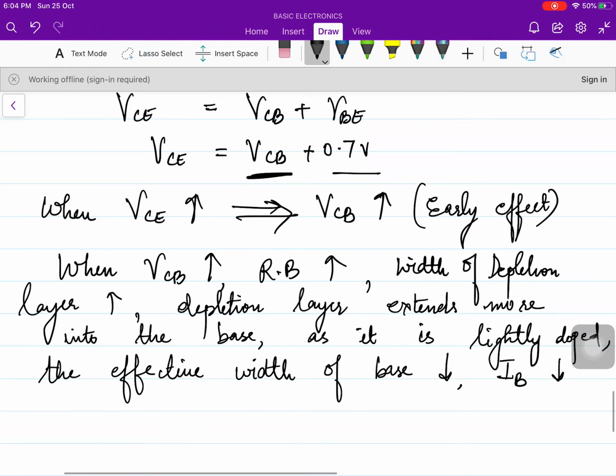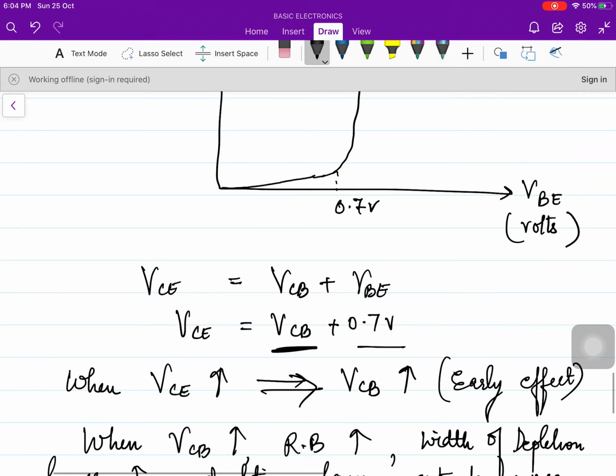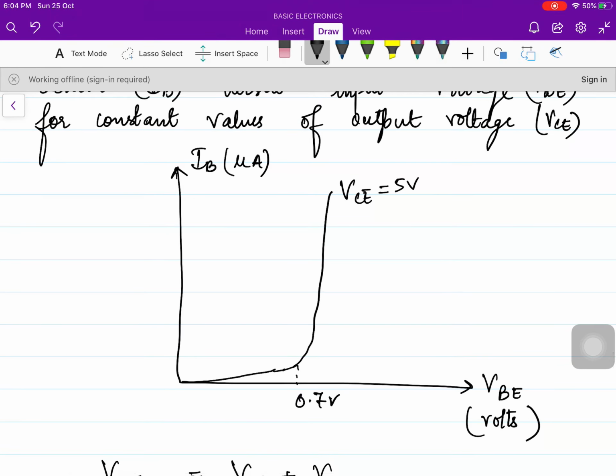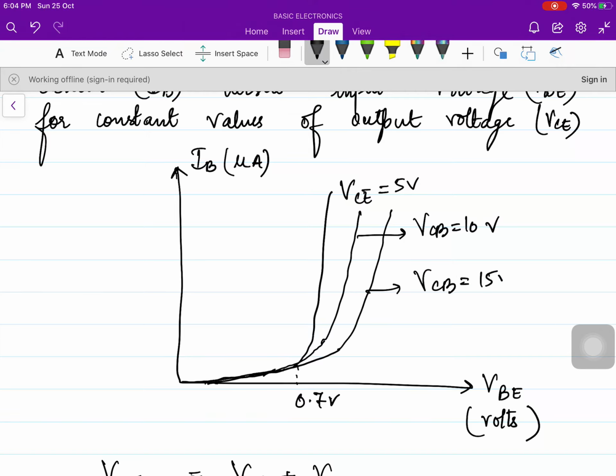So how will you show this effect in the graph? We will increase VCE and IB will decrease. So we are going to shift this graph towards the right. This one is for VCB equals 10 volt, let it be, and this is for VCB equals 15 volt. So this is how we understand the input characteristics of common emitter. I hope you all must have understood.